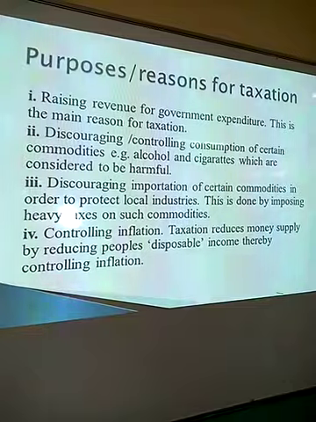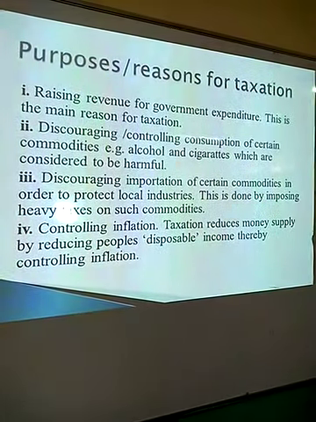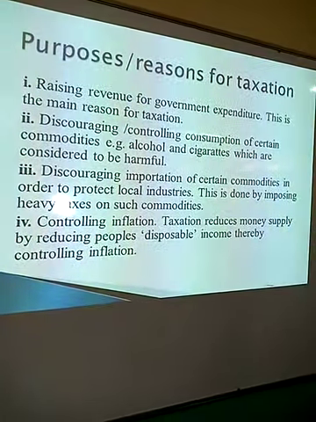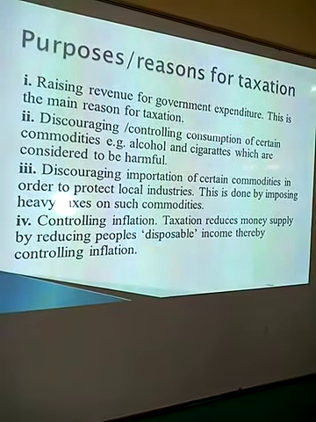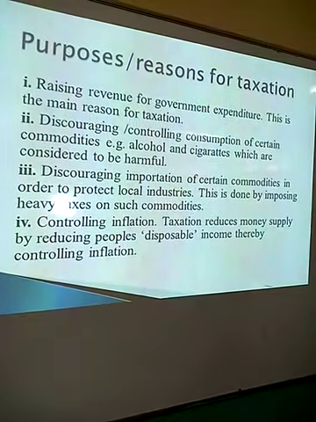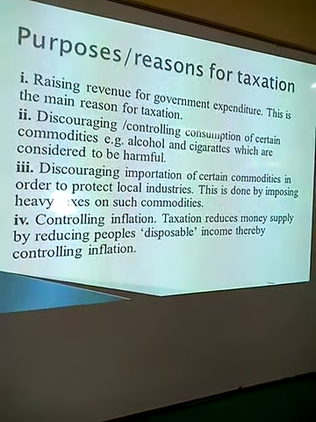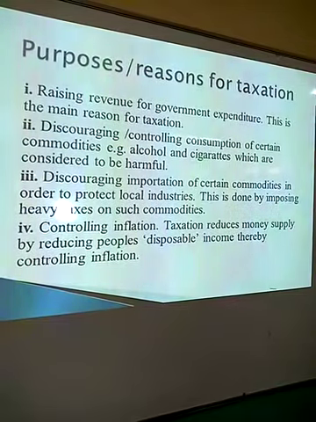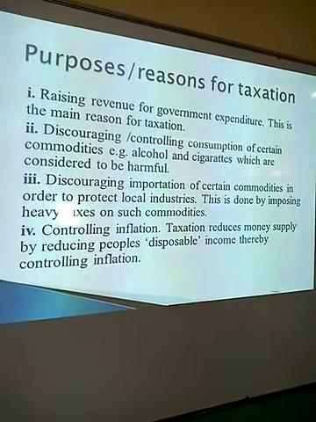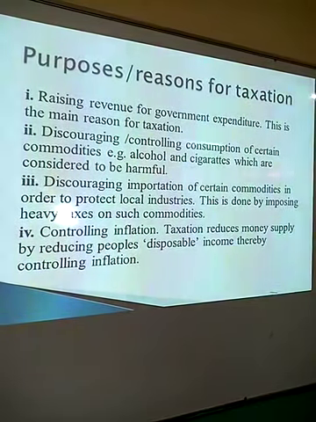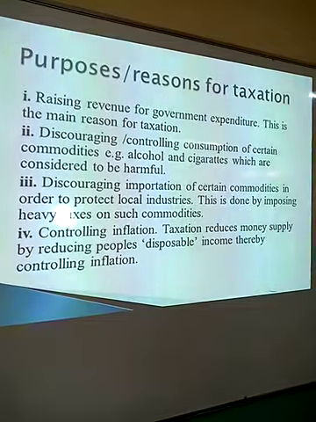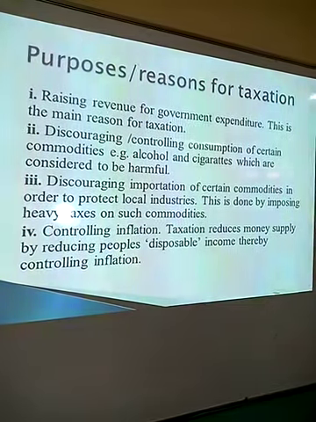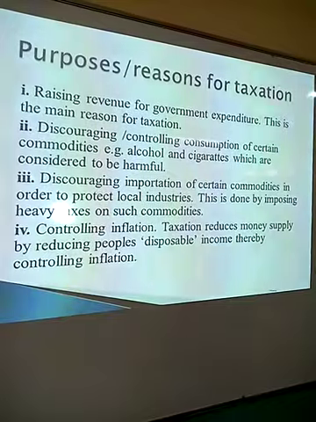Number two, discouraging or controlling consumption of certain commodities like alcohol and cigarettes, which are considered to be very harmful. Somebody would ask, should the government get concerned about somebody drinking alcohol and taking cigarettes? The government needs to protect its citizens. So we find situations whereby a lot of people are taking alcohol, cigarettes are killing people out there, and the government really wants to come in and control this. So it will raise the tax for these commodities so that alcohol becomes too expensive for the alcohol drinking person, and cigarettes become too expensive. When that takes place, then taxation shall have also taken place.